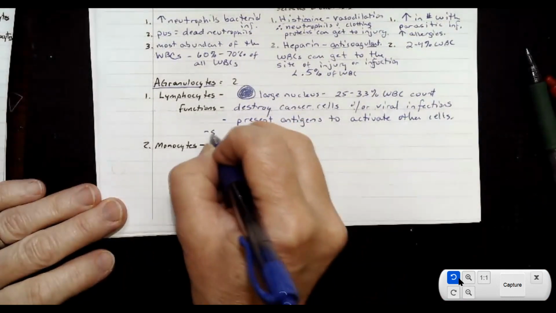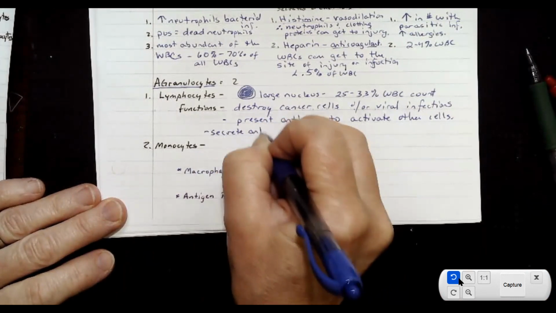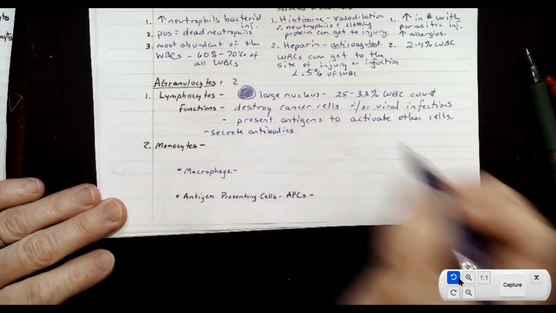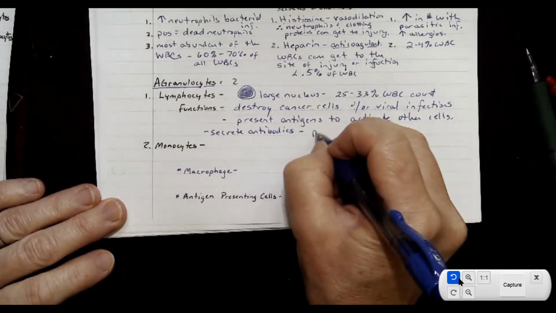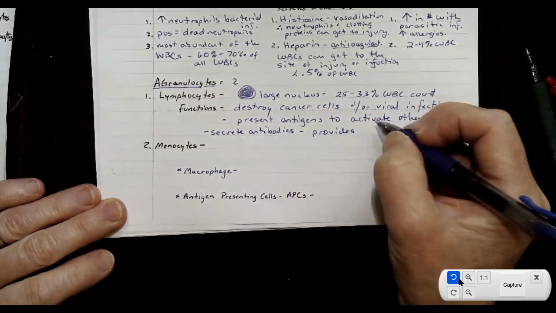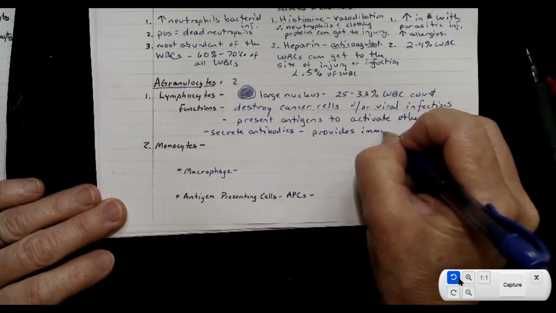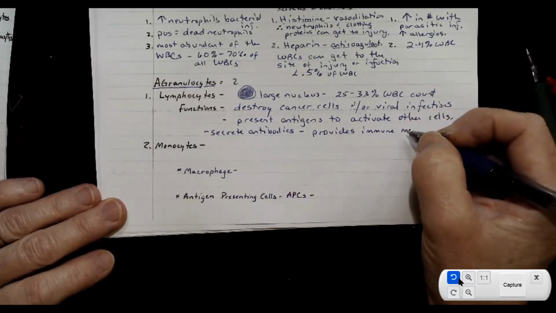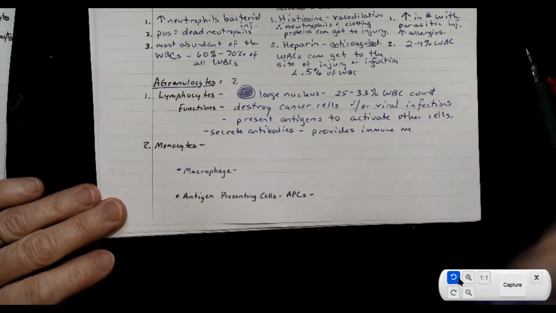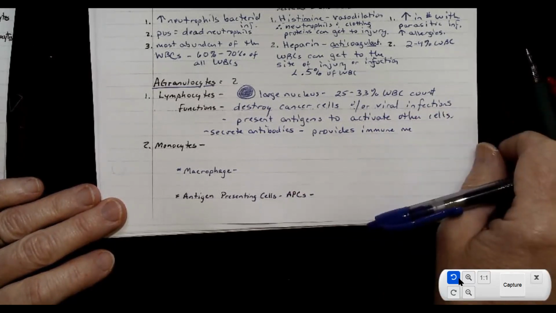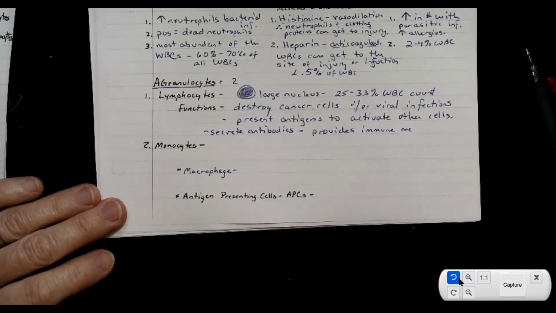These secrete antibodies to fight infection. And it also provides immune memory. So let's say you have a cold, which is normally caused by a virus, and you're sick, you feel wretched, and you recover. Well, if you come in contact with that virus again, your body should mount an immune response quickly and tackle the pathogen quickly, and you don't even know you're sick.